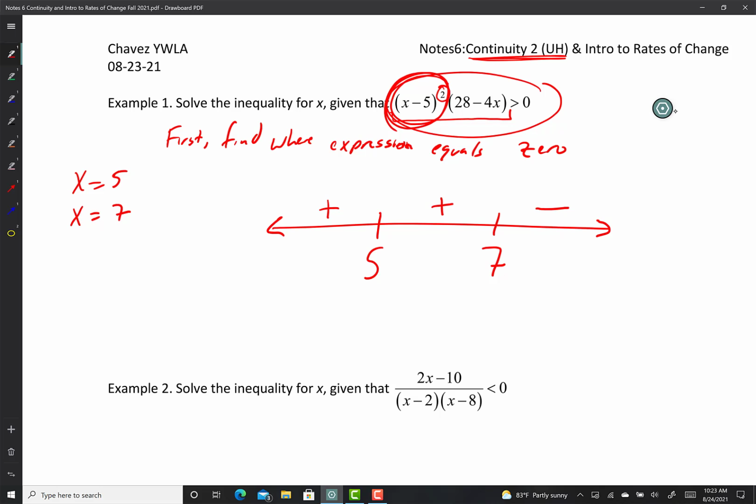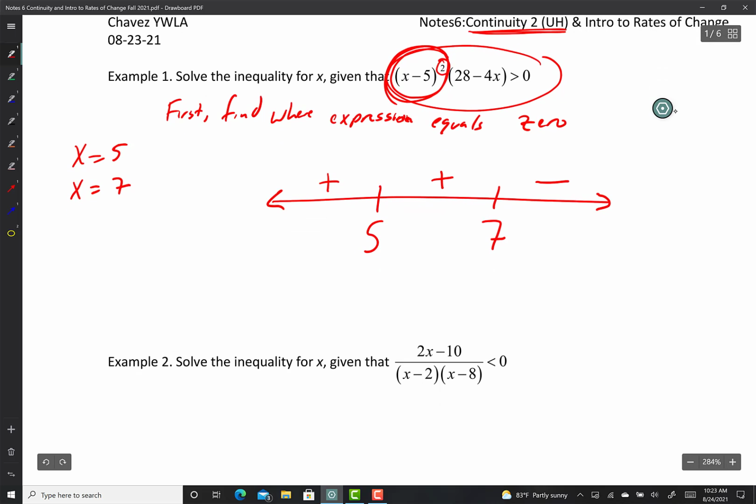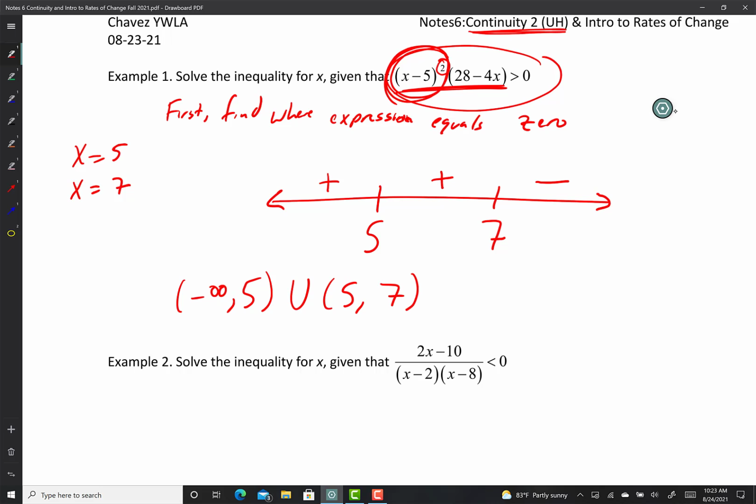All right, so now they want to know where this is true. Remember, we can't equal 0 because it doesn't have an equal sign on the bottom. So where is this expression positive? It's positive from negative infinity all the way to 5, union, and from 5 all the way to 7. You do not put a bracket because it does not have an equal sign. How do we feel?